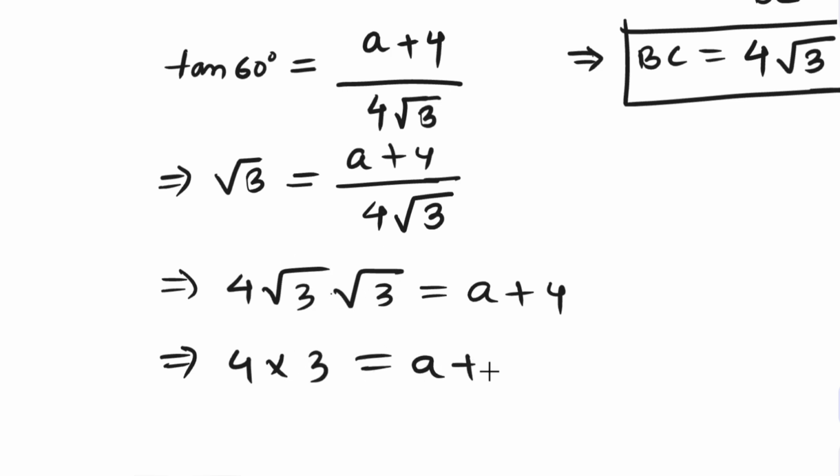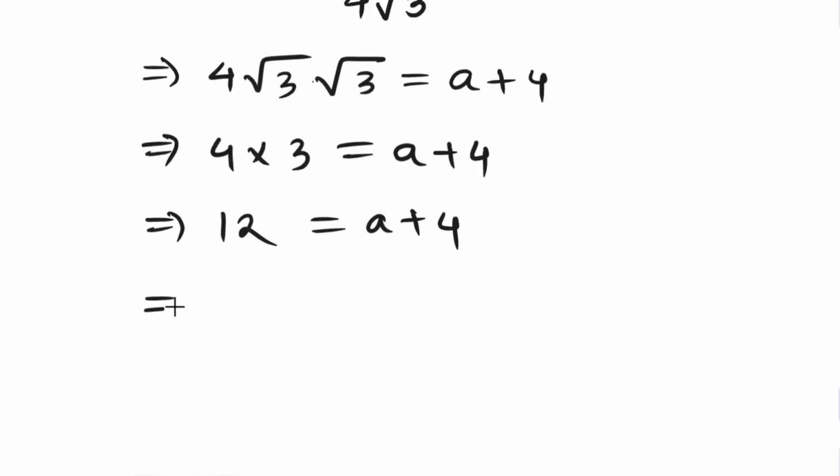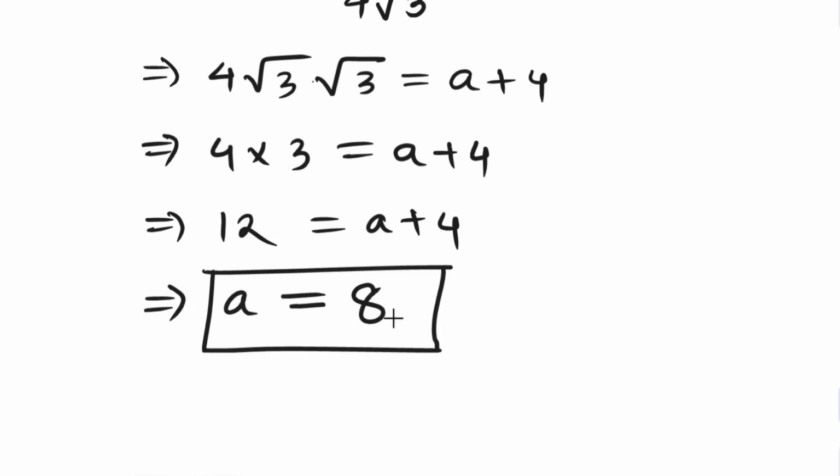That gives us 12 equals A plus 4. Finally, subtract 4 from both sides, and we get A equals 8. So the required length of A is 8 units.